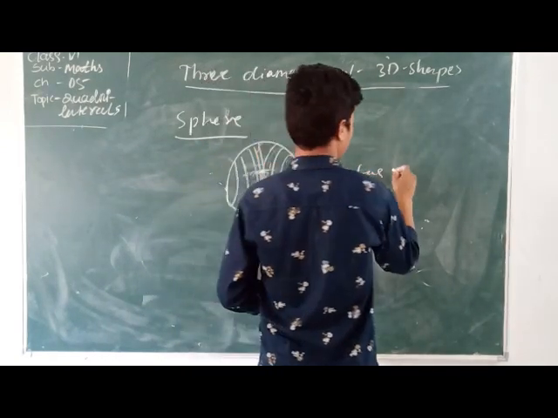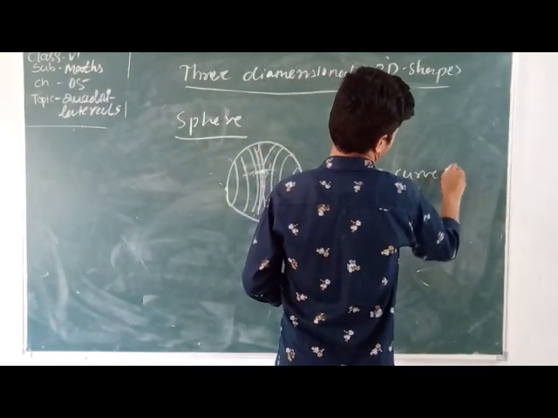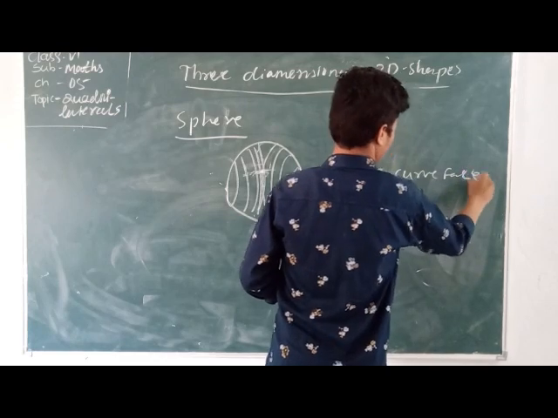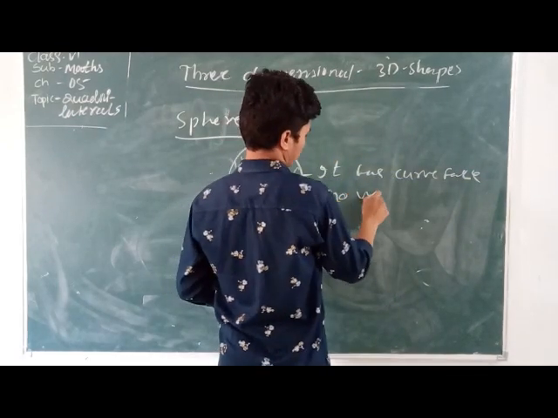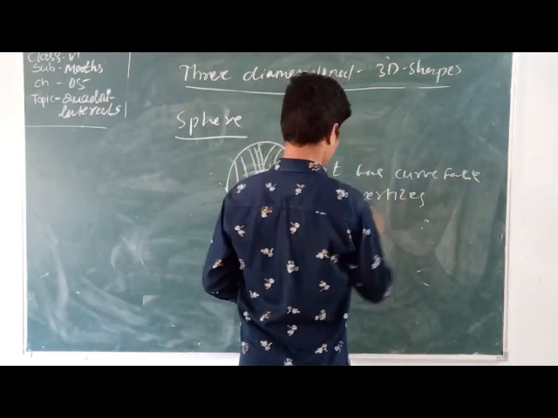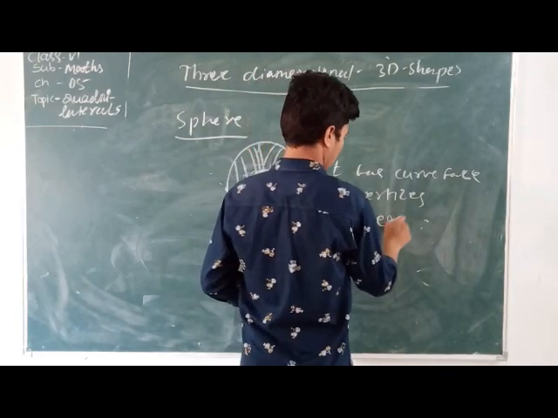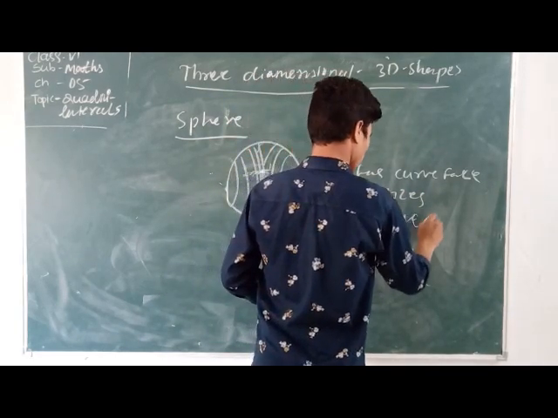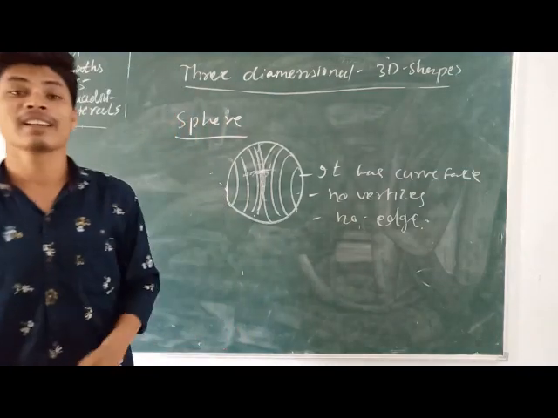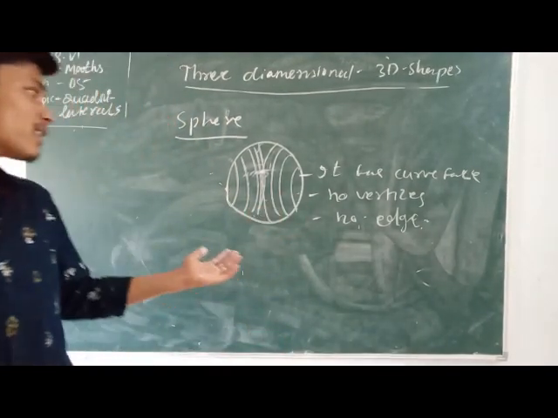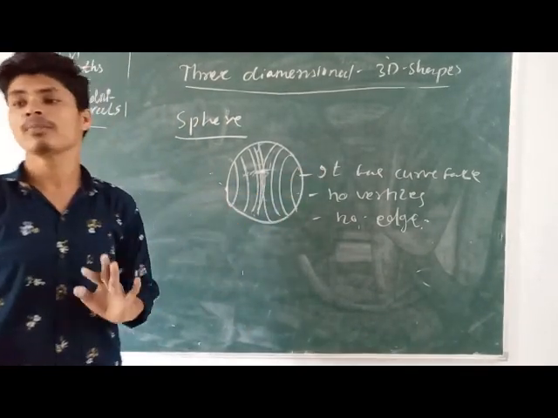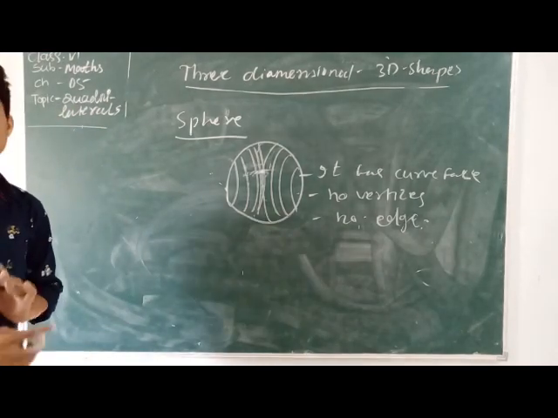It has one face, no vertex, no edges. That means there is no vertex and no edges. Only it is a curved face. Now we discuss the triangular prism.